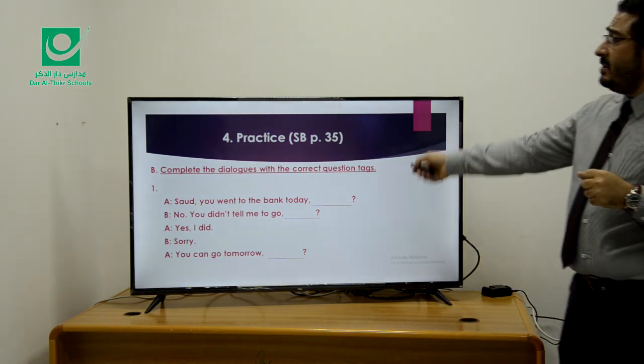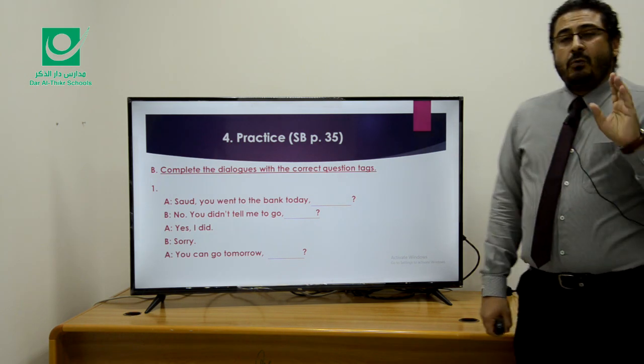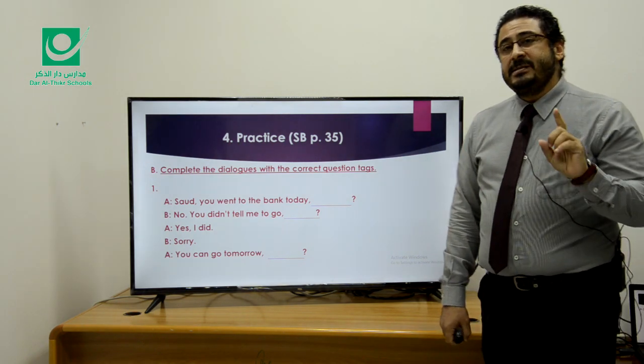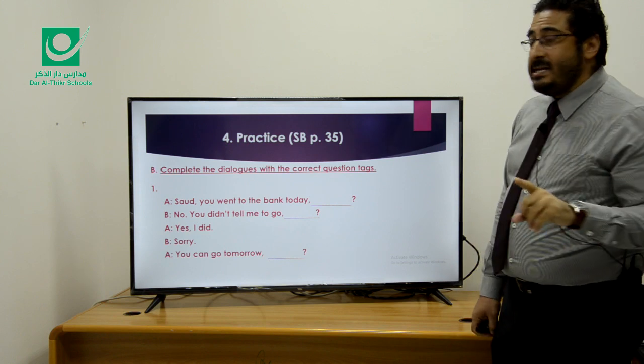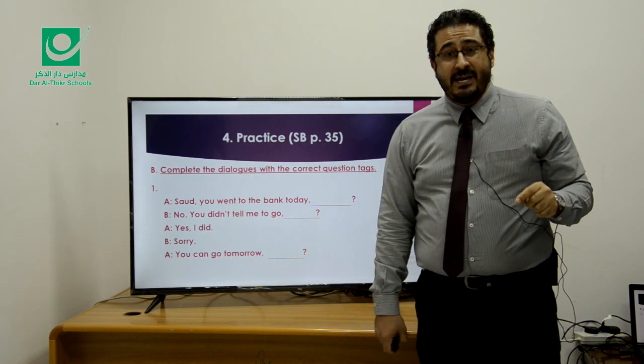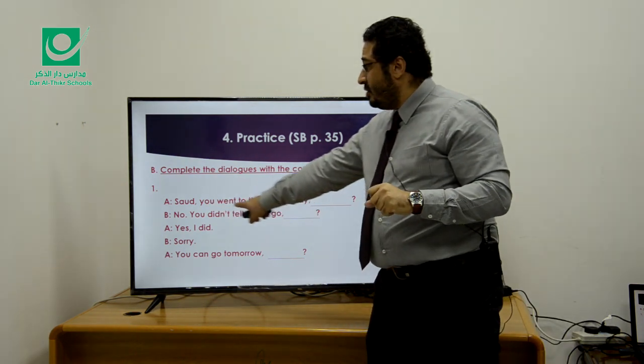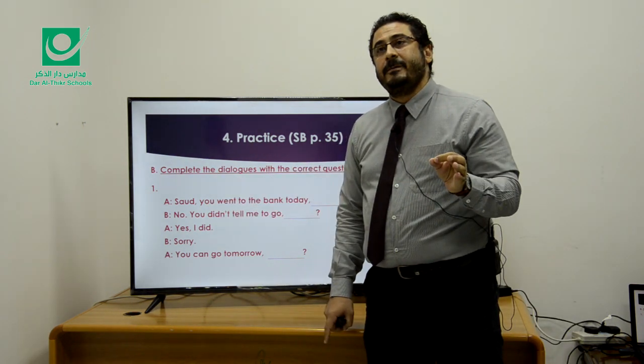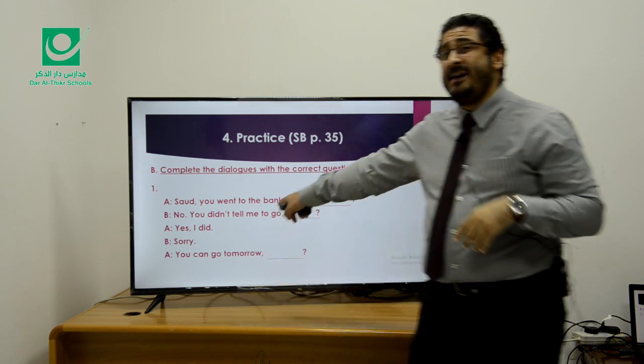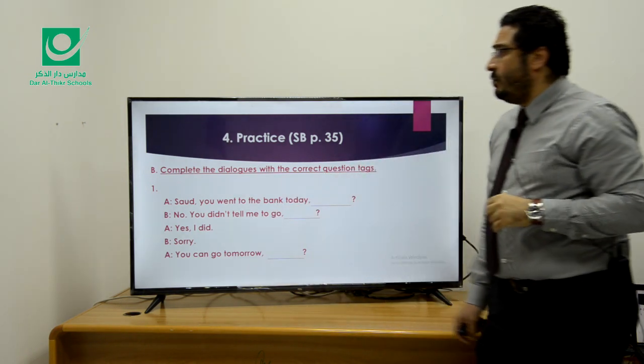For example, look at the first one. When you make a question tag, the first important thing that you should look at is, do you have an auxiliary in the sentence? Do we have an auxiliary here? Do we have a helping verb? Yes, very good. We don't have a helping verb here. So what should we do?